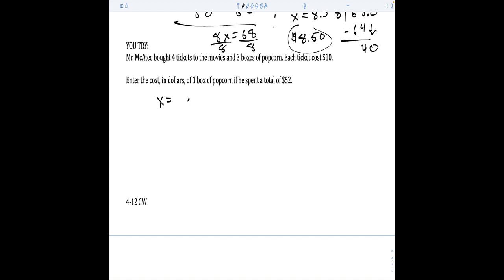I'm looking for a variable. X is 1 box of popcorn, so I'm going to do the cost. If you're working solo and you're not looking at the board, if I call on you, just glance up at the board quickly. Sabrina, what's the total amount that I spent?